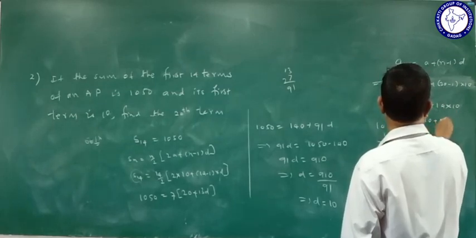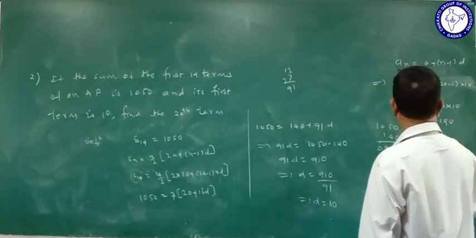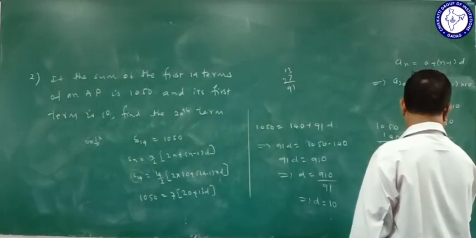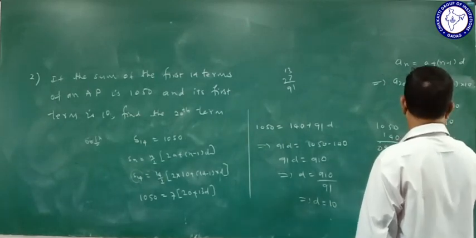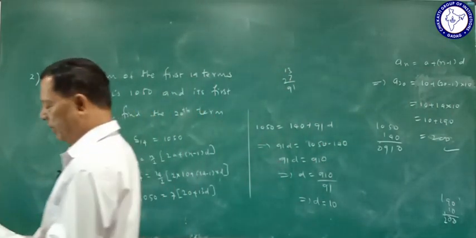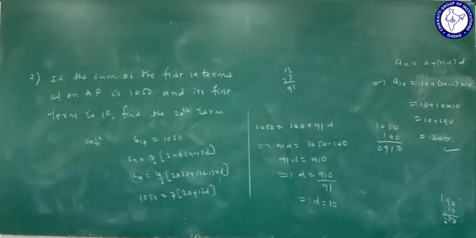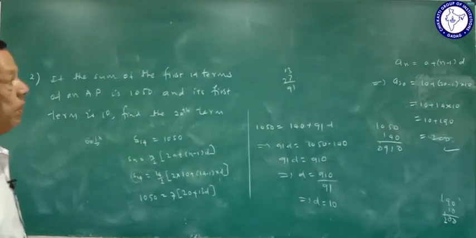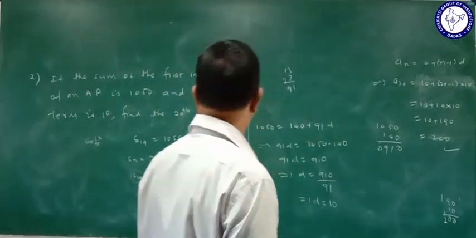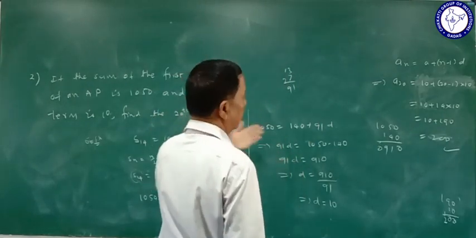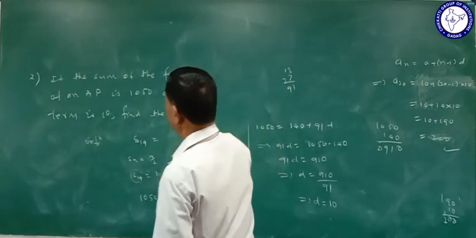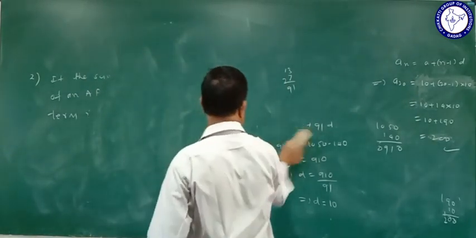So 10 plus 190. So how much will we get? That answer is 200. So the 20th term is how much? 200. This is the way how we calculate. Now here, find the 20th term. a_20 means 200. So like this you can calculate.